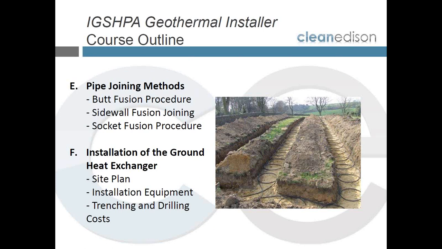Pipe joining methods are important for this plastic pipe since it lasts almost forever because there's no metal in the ground. IGSPA requires certain fusion procedures, and the 3 that we look at are the butt fusion procedure, the sidewall or saddle fusion joining procedure, and socket fusion procedure.